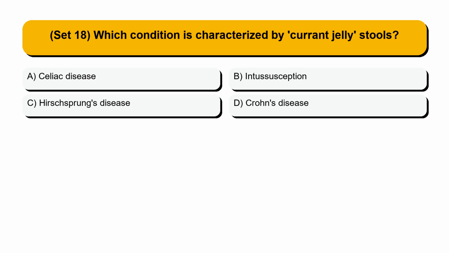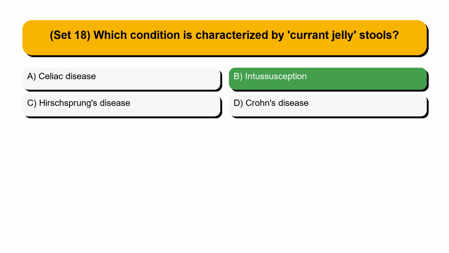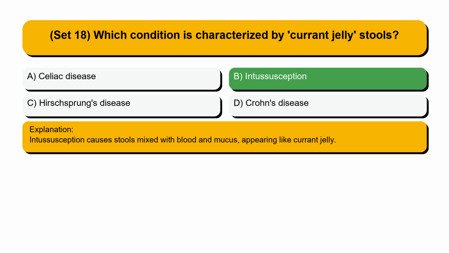Question 18. Set 18. Which condition is characterized by currant jelly stools? Option A, celiac disease. Option B, intussusception. Option C, Hirschsprung's disease. Option D, Crohn's disease. The correct answer is option B, intussusception. Intussusception causes stools mixed with blood and mucus, appearing like currant jelly.